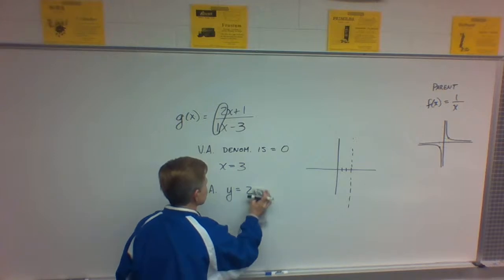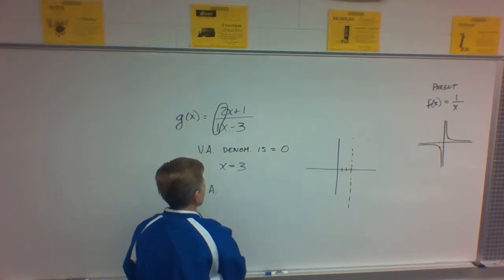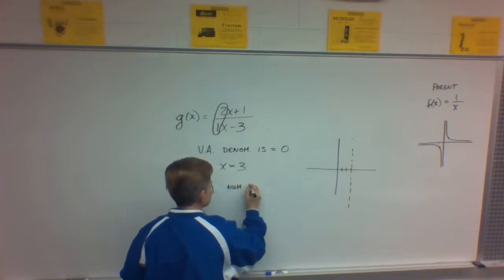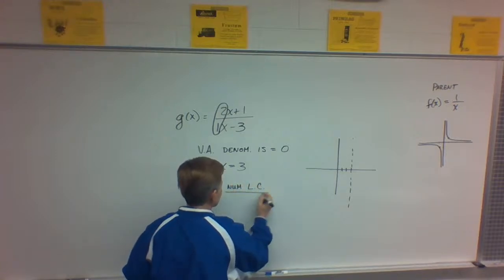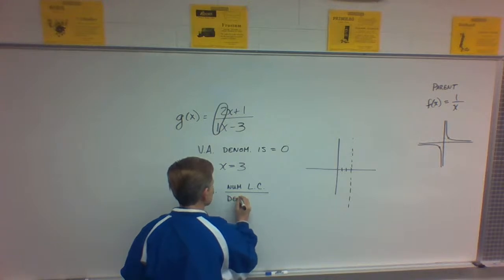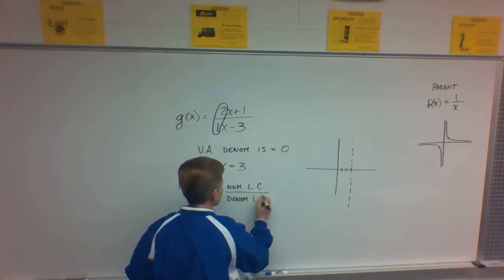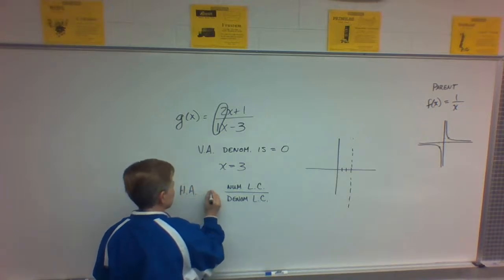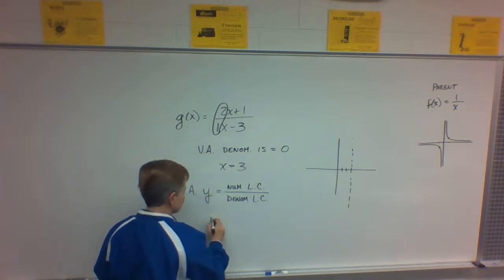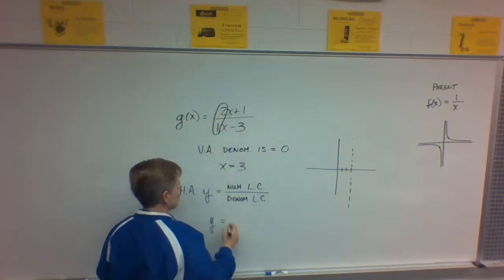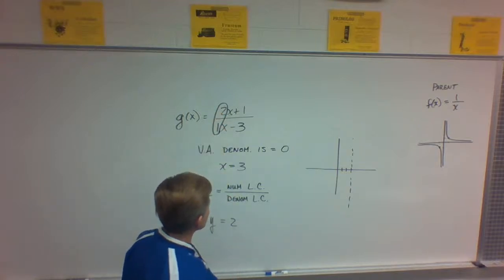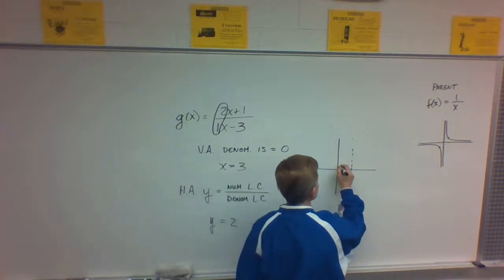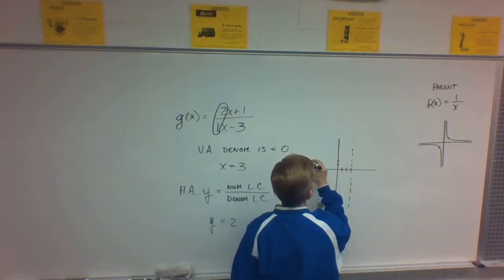I better write down how you do it so that it looks like this. You put the numerator leading coefficient, divided by the denominator leading coefficient. Y equals that will be your horizontal asymptote. So in this case, y equals 2 over 1, or 2. That's a horizontal line. Horizontal asymptotes, y equals represents them. We go up 2 and put it there.